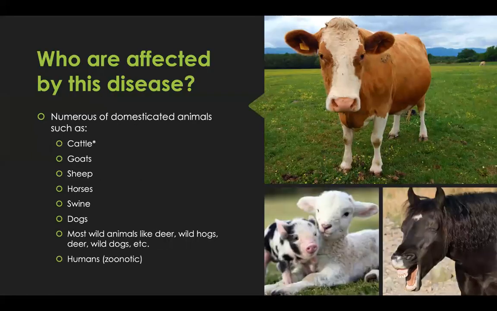So who is affected by this disease? A lot of domesticated animals out there are affected, such as cattle, goats, sheep, horses, swine, and dogs. The main domesticated animal that is affected is cattle. This also includes most wild animals like deer, wild hogs, wild dogs, etc., and humans, which is us.